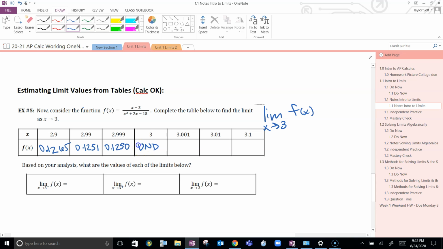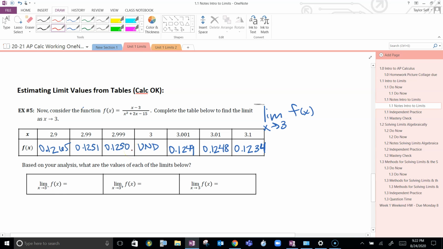At 3, there's actually a hole. So this function is undefined. There's no y value at 3. It's just an empty hole. Then we plug in 3.001. We get 0.1249. 3.01, 0.1248. Again, it's like I'm plugging in these x values and getting y values. Plug in x equals 3.1, we get 0.1234.